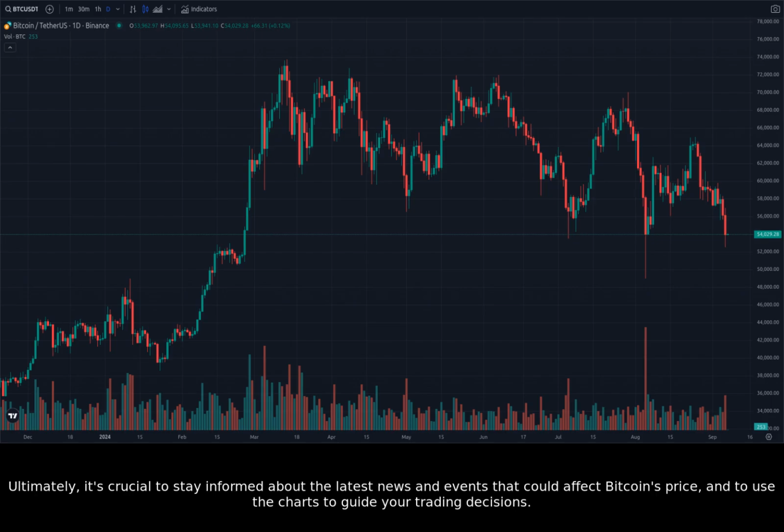Ultimately, it's crucial to stay informed about the latest news and events that could affect Bitcoin's price and to use the charts to guide your trading decisions.